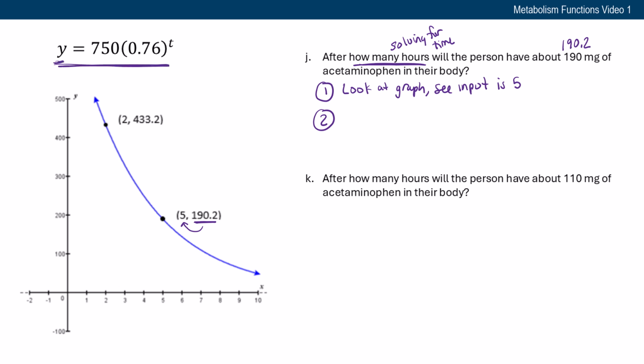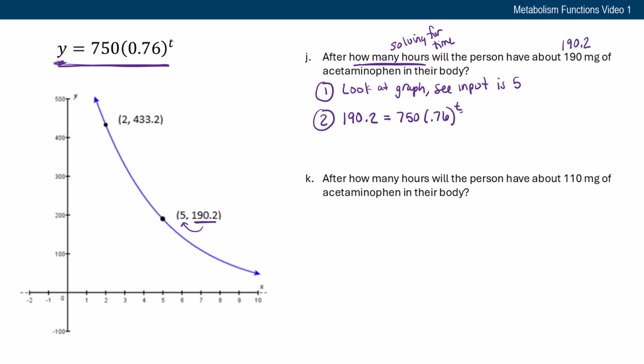So our y represents our n value. This is our amount of ibuprofen in our system. We know that's going to be 190.2 equals 750 times 0.76 raised to the t power. So notice that we are solving for t.